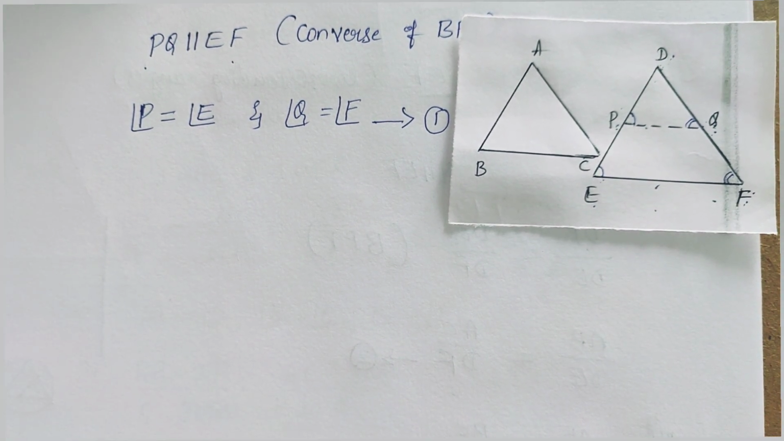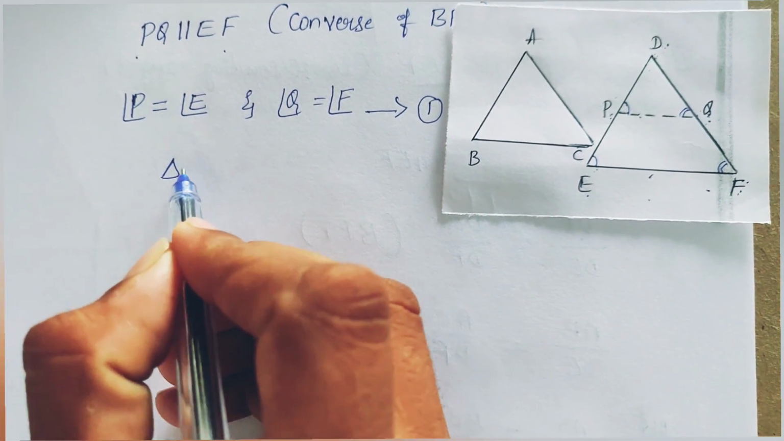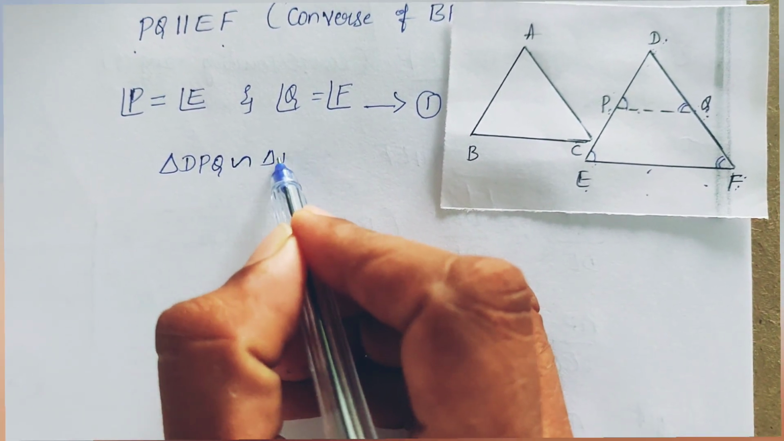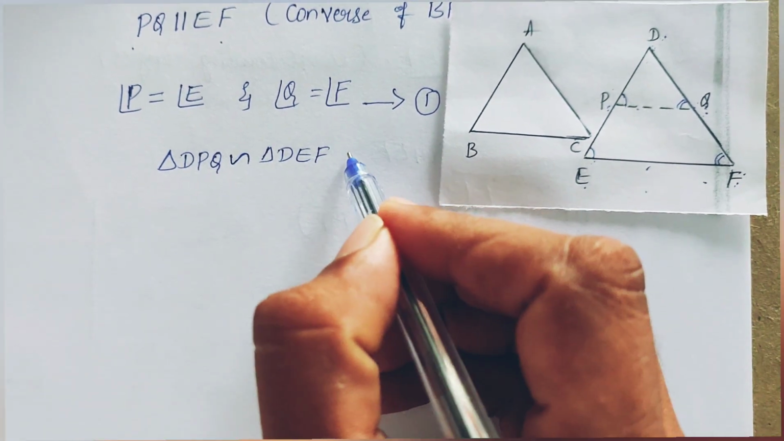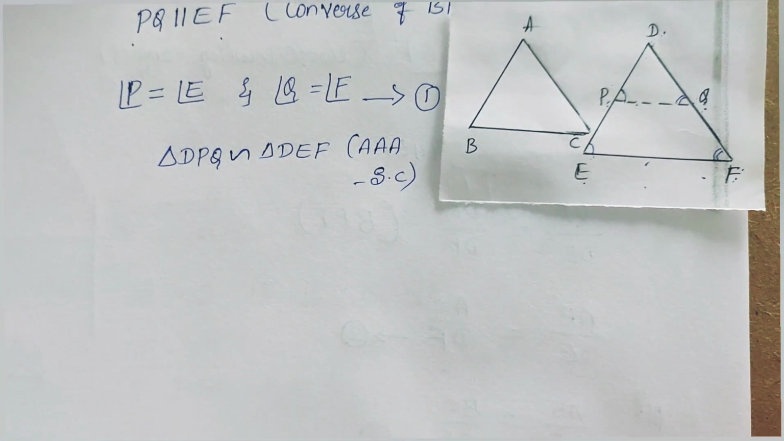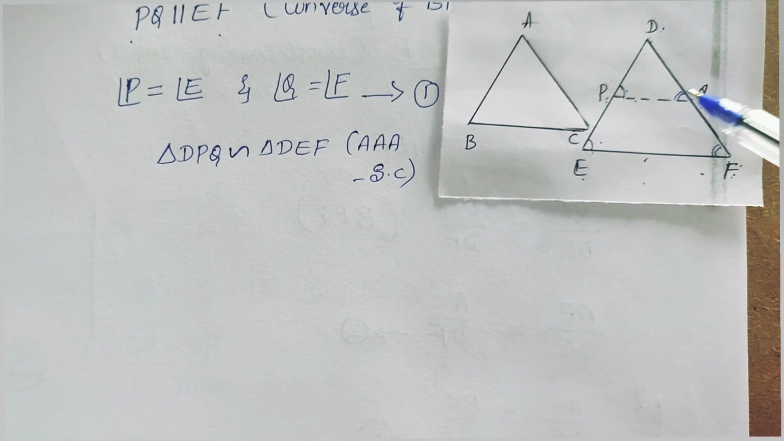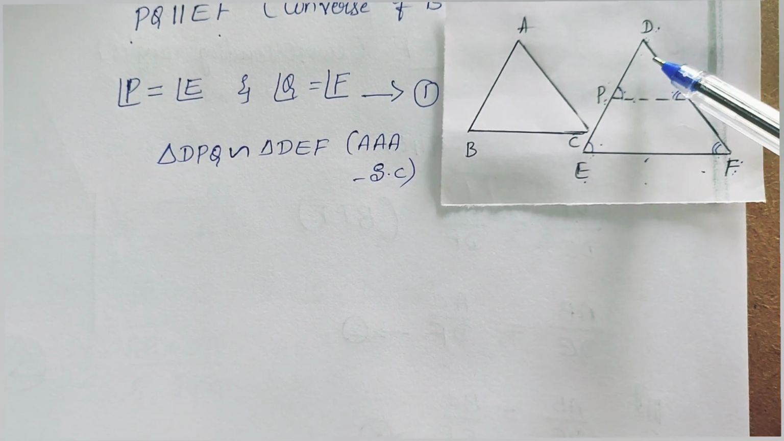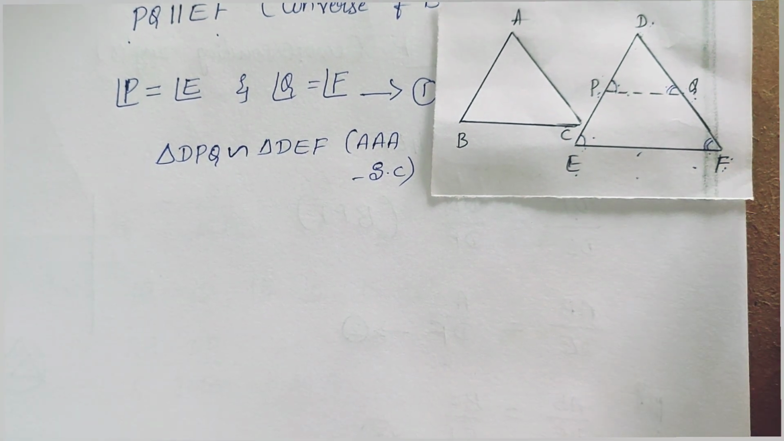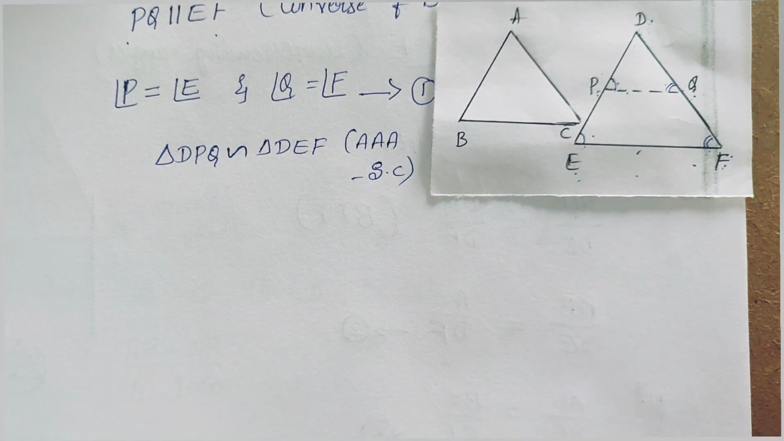So we can write that triangle DPQ is similar to triangle DEF by AAA similarity criteria. That is, this angle is equal to this angle, this Q is equal to F, and angle D is equal to angle D itself. So by AAA similarity criteria, from the previous theorem, we can write triangle DPQ is similar to triangle DEF.